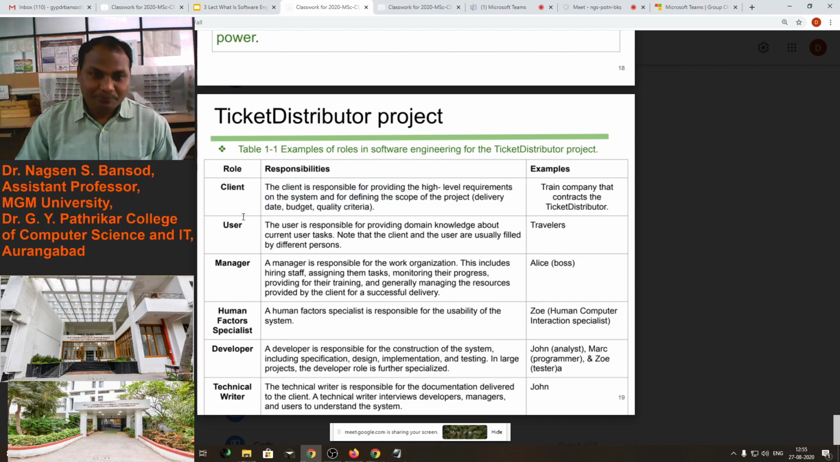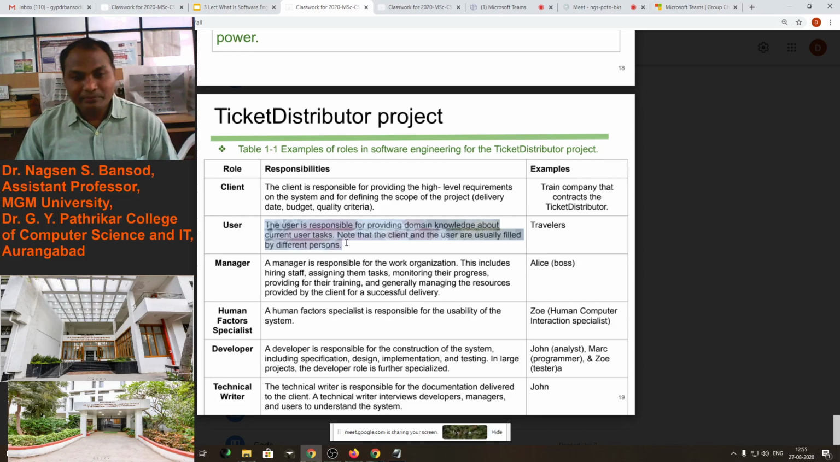Then user. Now see, there is again another role, user. The user is responsible for providing the domain knowledge about the current user task. Note that the client and user are usually filled by different persons. Sometimes user and client may be different. Sometimes user and client are the same.